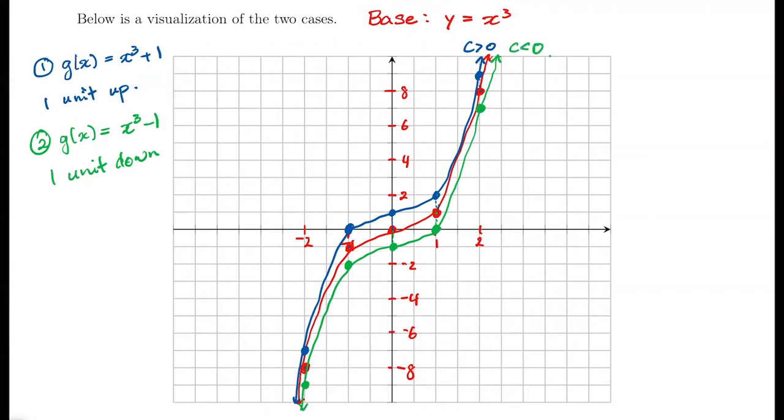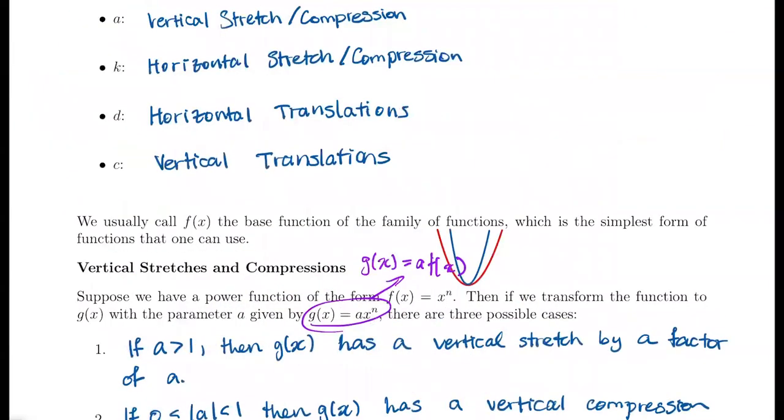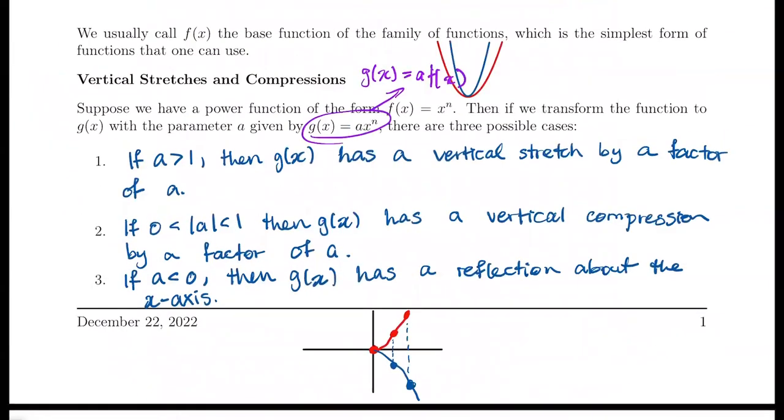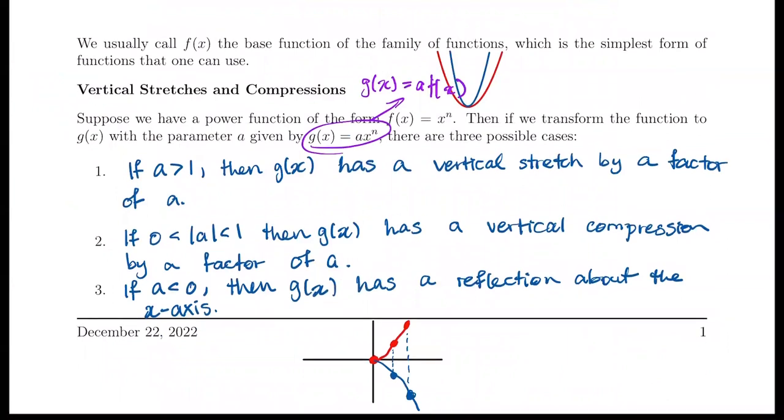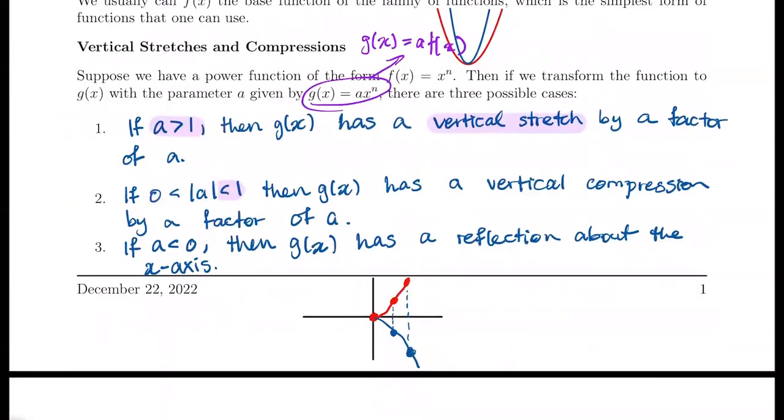So we have now looked at the 4 parameters. We looked at the vertical stretches and compressions first, where we note that when a is greater than 1, we have a vertical stretch. When the absolute value of a is between 0 and 1, then g of x has a vertical compression. And when a is less than 0, it's just a reflection about the x-axis. So those are the 3 cases for the vertical stretches and compressions.